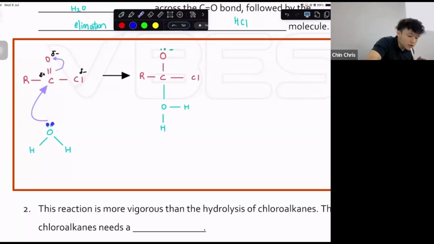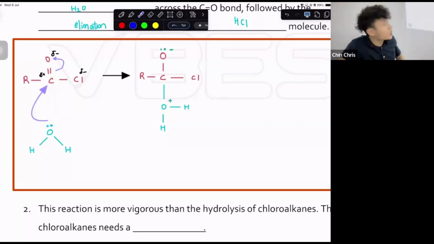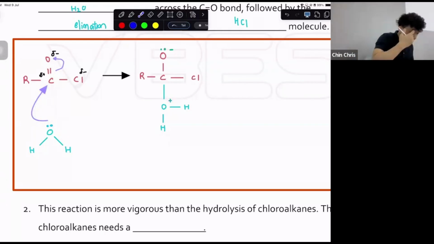Next, let's look at this lone pair. It goes into the C, which means this oxygen is one electron short, so you have a positive charge. Guys, one more time: the bond breaks and goes into the oxygen, so you have a lone pair and a negative charge. The lone pair goes into the carbon, so the oxygen has one electron less, so it's a positive charge. Please write it down. This is very important.